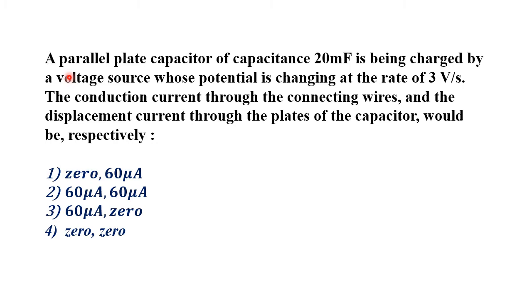Here the given question is a parallel plate capacitor of capacitance 20 microfarad is being charged. Actually, it's not millifarad, we have to make a correction. It will be microfarad. So a microfarad capacitor being charged by a voltage source whose potential is changing at a rate of 3 volt per second. What would be the conduction current through the connecting wires and the displacement current through the plates of the capacitor? This is the question we are going to discuss now.